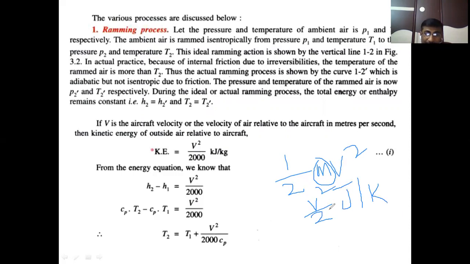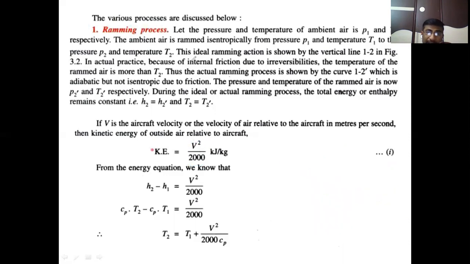If it is converted into kilojoules, then it can be divided by 1000. Then we will get kilojoules per kg. So V square by 2000 kilojoules per kg is the kinetic energy of air before entering into the aircraft. This kinetic energy will be nullified during entering into the aircraft. After nullifying, this kinetic energy is converted to the pressure energy.